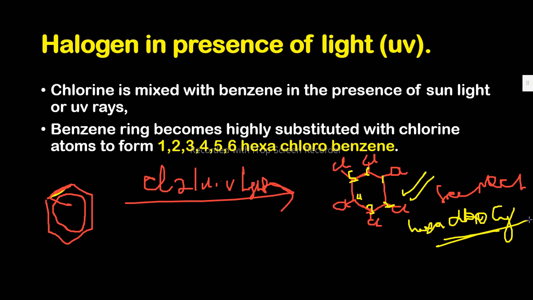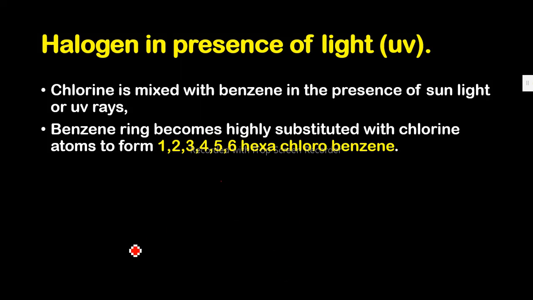1, 2, 3, 4, 5, 6 hexachlorocyclohexane. Let's try the mechanism. Just for security reasons, because I might not give you the mechanism, and you open your paper. Boom! It's number one. And you start saying, you see, teacher didn't give us the mechanism.